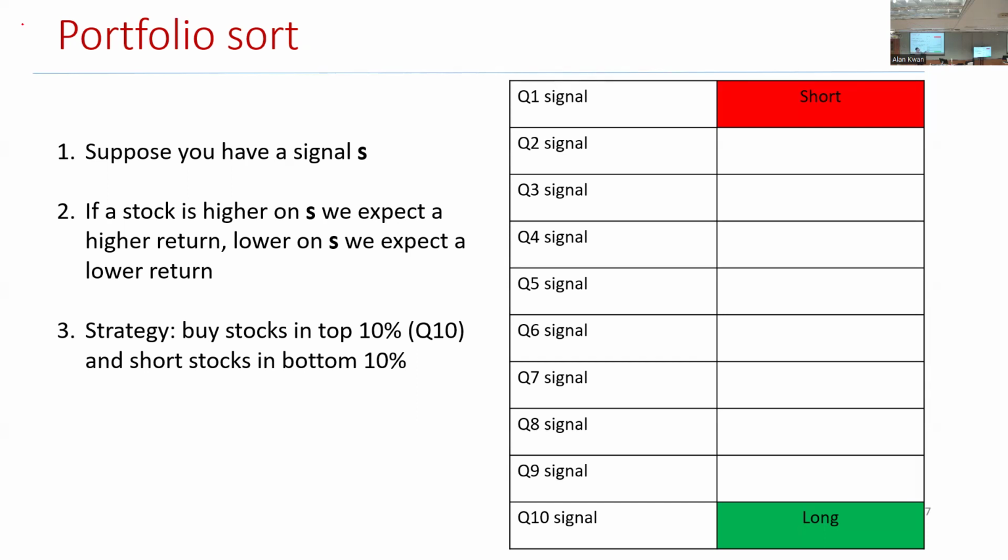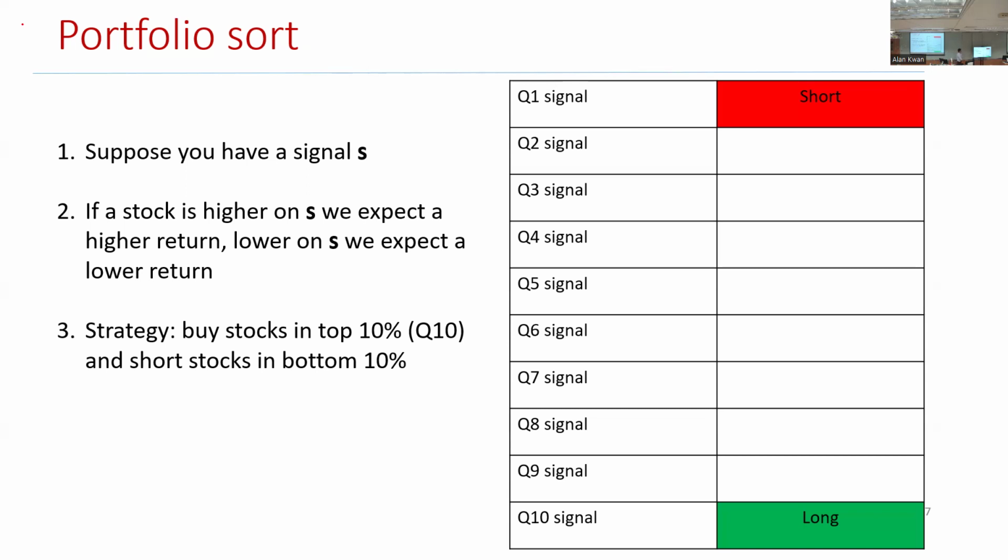The statement I'm making here is that I expect the long portfolio to outperform the short portfolio, but also that the long here outperforms the things below it. Specifically, I would expect on average Q10 to have a higher score than Q9, so the stocks in Q10 should outperform the stocks in Q9. The stocks in Q9 should outperform the stocks in Q8, the stocks in Q8 should outperform the stocks in Q7, and so on and so forth. It need not always be true, but I expect that to be true on average. That's basically the idea of a signal.